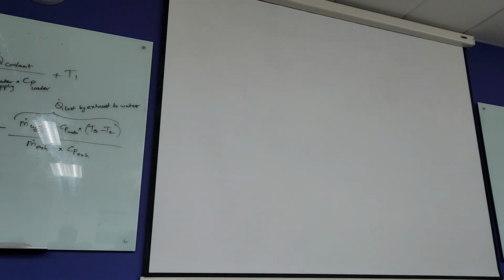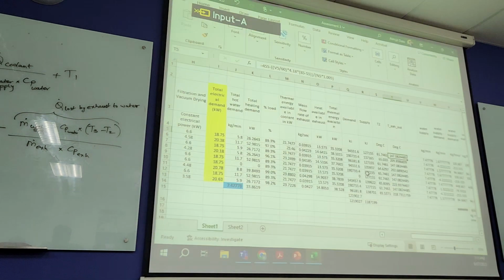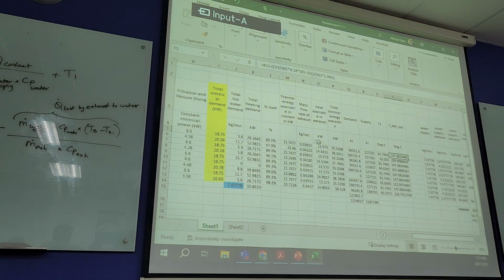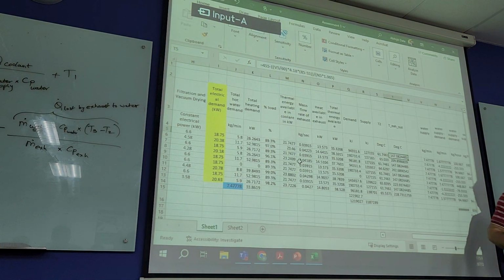This one, 85 minus 50. Is it 57 or is it 7? Okay, 7. That's good. What is M? Oh, that's very small. So that's wrong. Yeah, that's wrong. Mass flow rate of exhaust is wrong. Here, it should be 0.03, not 0.01.